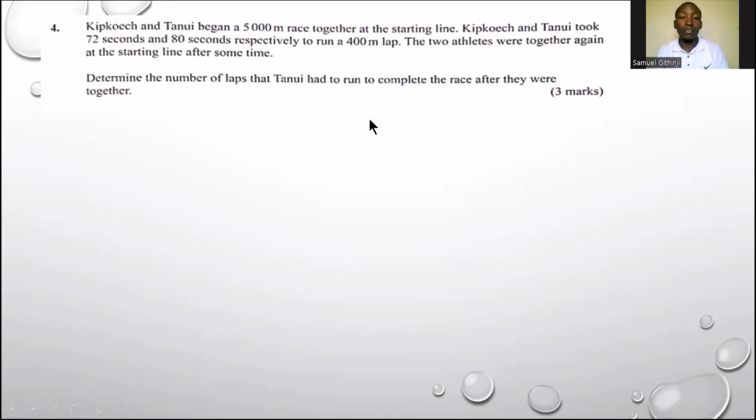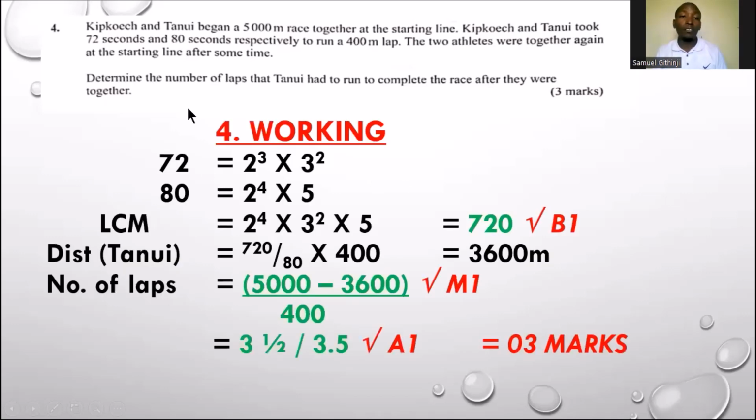So my student, that's how you go about this one. First of all, get the LCM of 72 and 80. Whichever method you use, well and good. The first bonus marks was for the LCM, 720. Now, look at this one. 720 is the LCM. If I divide by 80, I multiply by 400. Why am I dividing by 80? The seconds that Tanui takes to go through one lap, 400 meters. So how many laps will this person make?